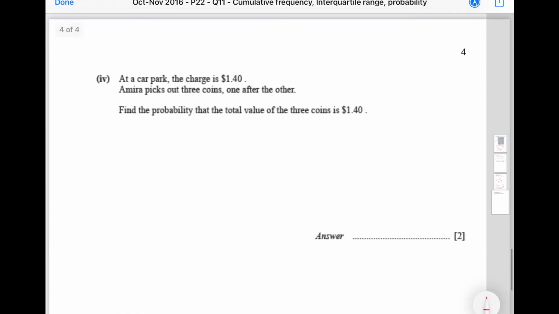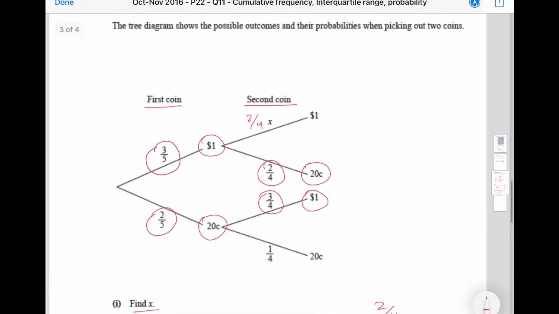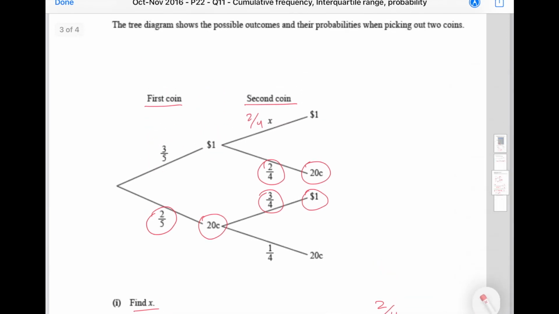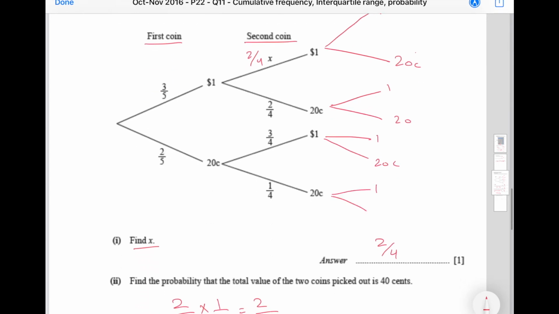Let's move on. At a car park, the charge is $1.40. Amira picks out three coins, one after the other. Find the probability that the total value of the three coins is $1.40. In order to do this question, first we have to come back to this tree diagram. Because she's picking out a third coin, we can draw branches over here. So perhaps she picks out another $1 and then another 20 cents, and so on for each branch.